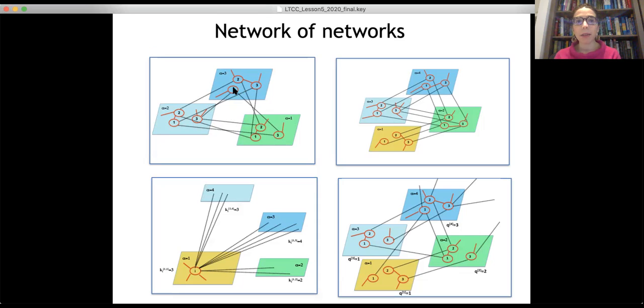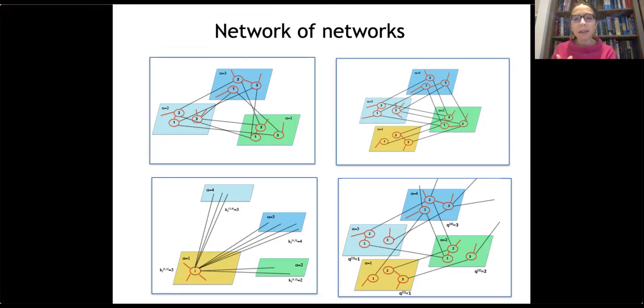But these interlinks can be placed randomly, leading to loops of interlinks that are longer than just a triangle. And you can have instead a one-to-one mapping of the nodes, or a one-to-many mapping of a node of one layer to nodes of other layers, and so on. So there is quite a large variety of topologies in networks of networks, and this leads to very strong effects in dynamics.